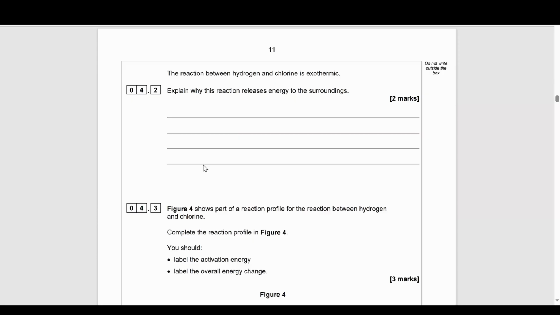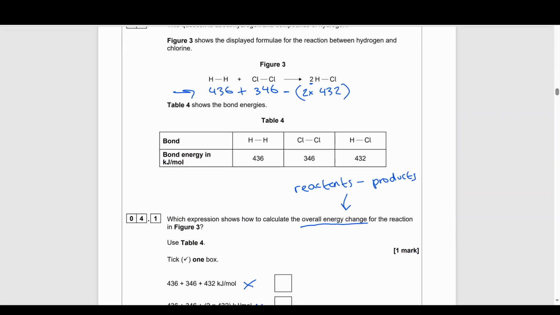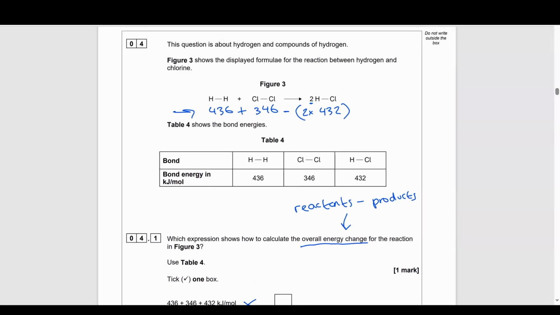4.2. The reaction between hydrogen and chlorine is exothermic. Explain why this reaction releases energy to the surroundings. So they just reminded us what exothermic actually means. It's releasing energy to the surroundings. But why is the reaction above, this one here, why is this reaction in figure 3 described as exothermic? Why is it going to release the energy to the surroundings?